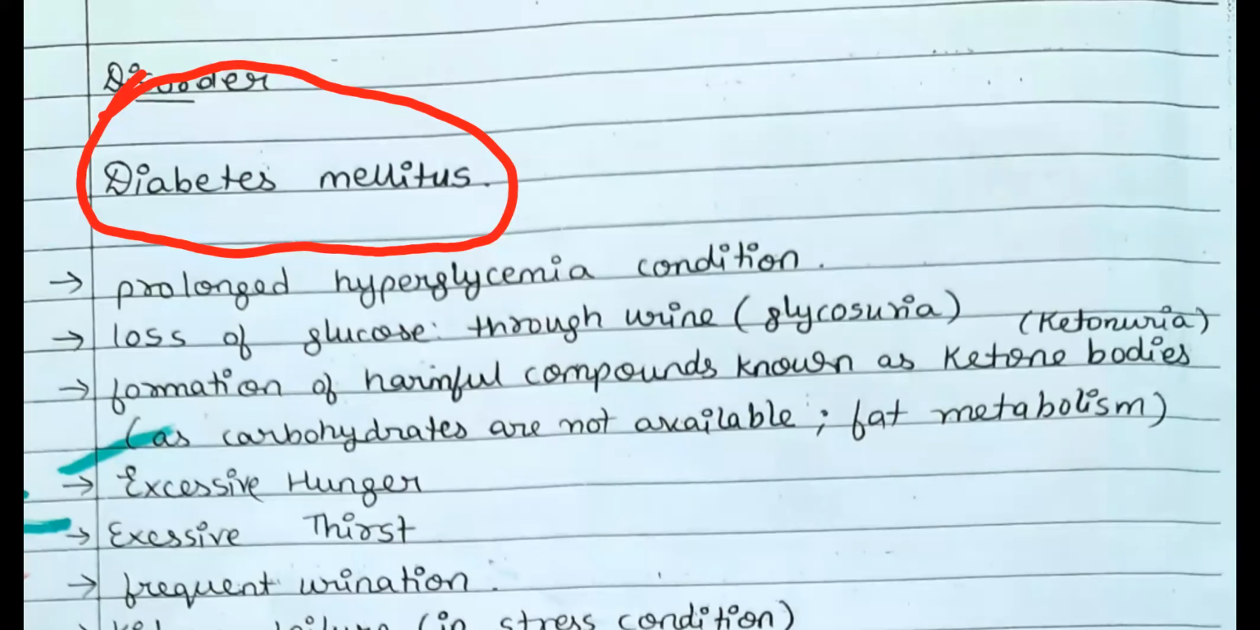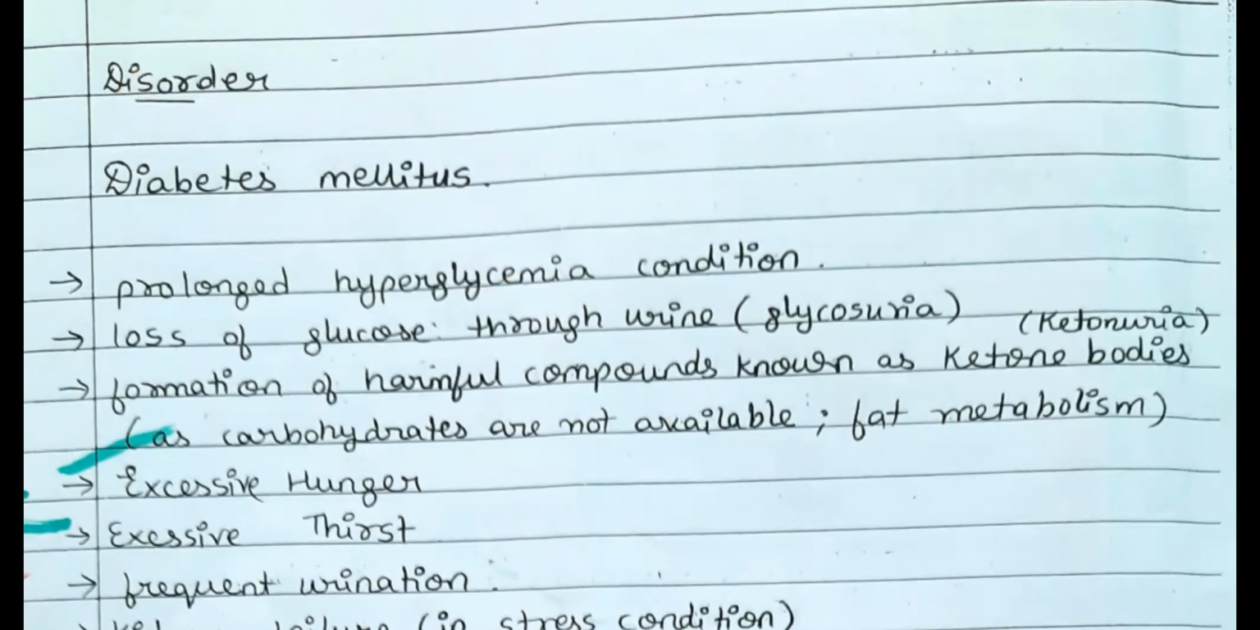Yes, Jugal, you are right. ADH deficiency leads to diabetes insipidus. Now, insulin deficiency will lead to what is called diabetes mellitus. Have a look at it. Diabetes mellitus, a prolonged hyperglycemic condition. Imagine your pancreas is not preparing adequate insulin.